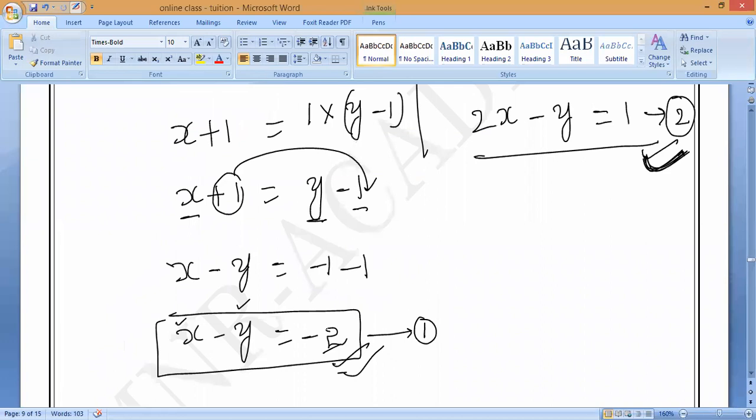Solve these two equations by using the elimination method. Now, here we have to equate the coefficients of any one of the variables. See, here the y coefficient is 1, and here also the y coefficient is 1. Already equal. So do either addition or subtraction. Ma'am, y is equal to 3, ma'am. Okay, you already found it out.